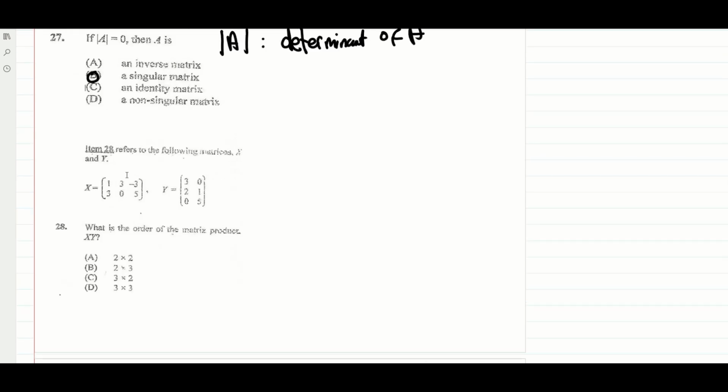Item 28 refers to the following matrices X and Y. What is the order of the matrix XY? This is 2 rows by 3 columns, and this is 3 columns by 2 rows. Remember this is conformable to multiplication. The result would be a 2 by 2, which is E.